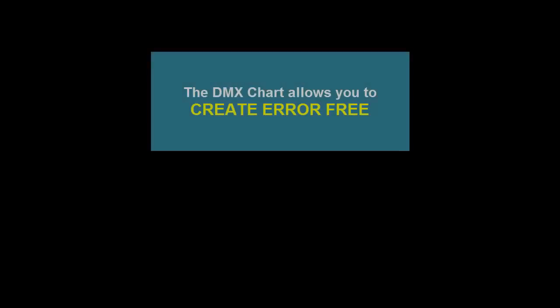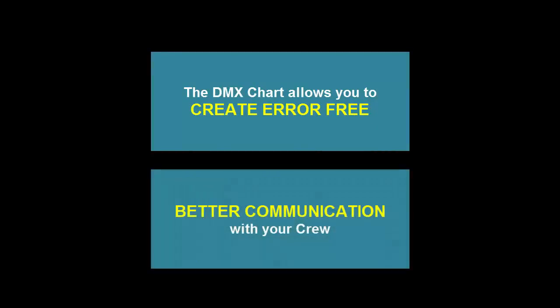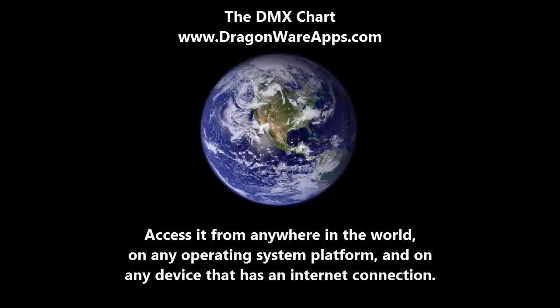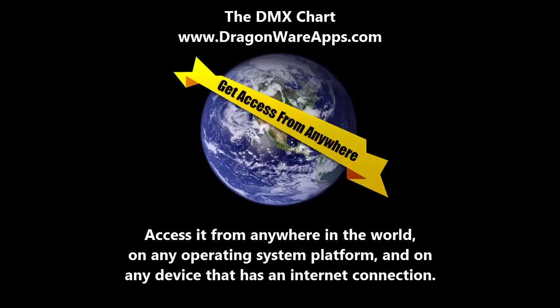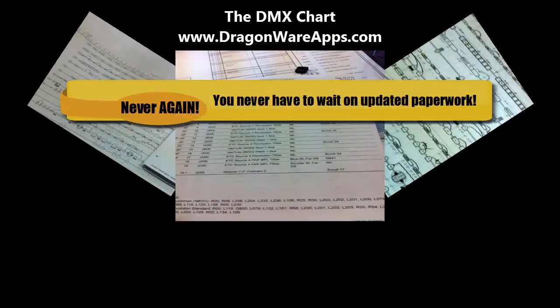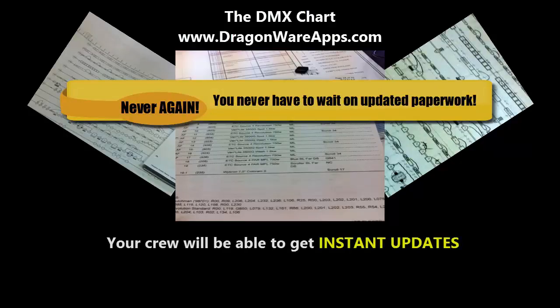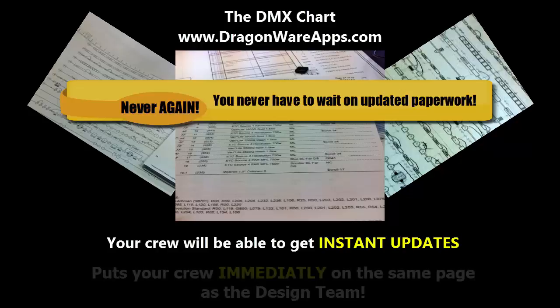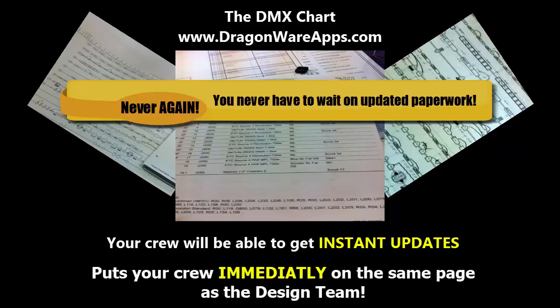The DMX chart lets you create error-free, but we took it even further by giving you better communication with your crew. Because the DMX chart is an online database and spreadsheet program, it means you can access it from anywhere in the world, on any operating system platform, and on any device that has an internet connection. No longer do you have to wait on updated paperwork to be distributed to your crew. Because the DMX chart is online, your crew will get instant updates, which puts your crew immediately on the same page as the design team.